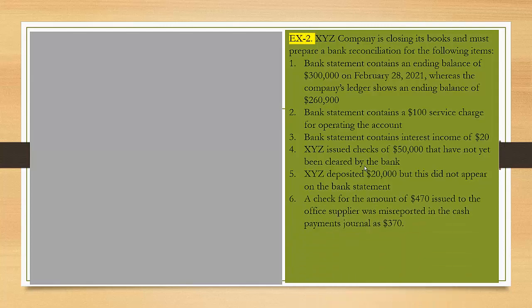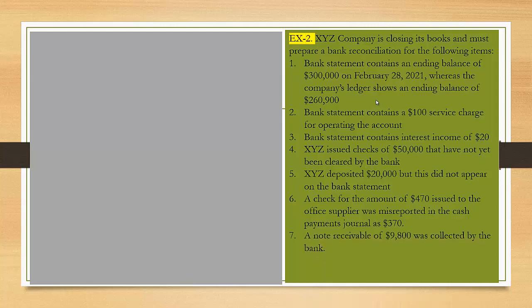Similarly, if you look at number 6, a check for the amount of $470 issued to the office supplier was misreported in the cash payment journal as 370. So it means that the check which has been issued, the amount was 470, it was issued to the office supplier and it was misreported. So misreported, there is a difference of 100. So this 100 real difference we will have to minus.